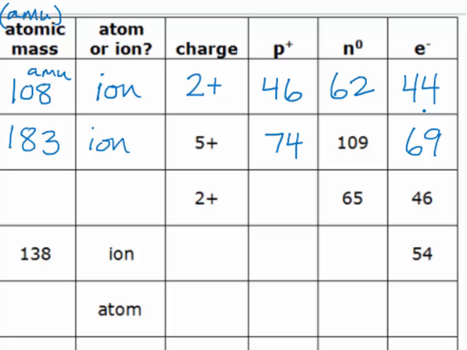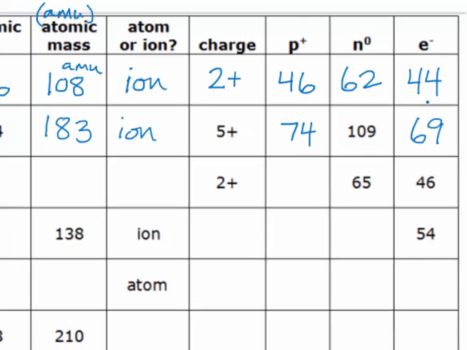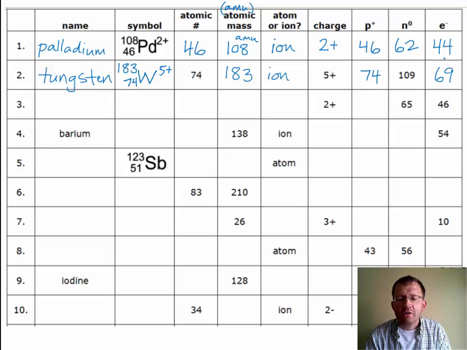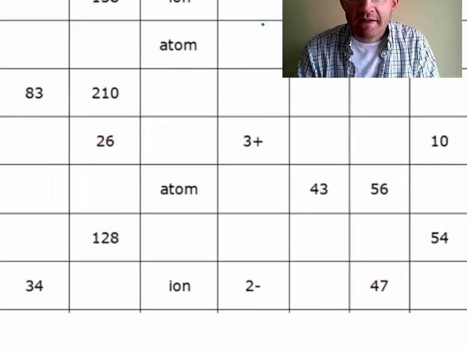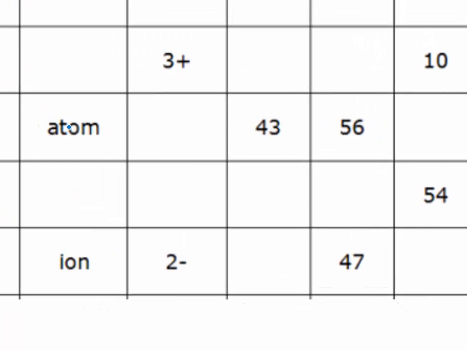I want to run through one more example with you just to show you an atom. Let's skip down here to number 8 on your sheet. It says that this is an atom, and so we know it's neutral. If you're told it's an atom right out of the gate, then you can go ahead and say the charge will be 0, because overall atoms are considered to be neutral.